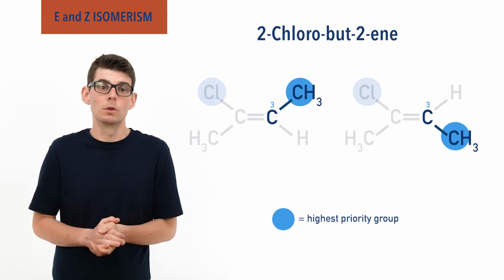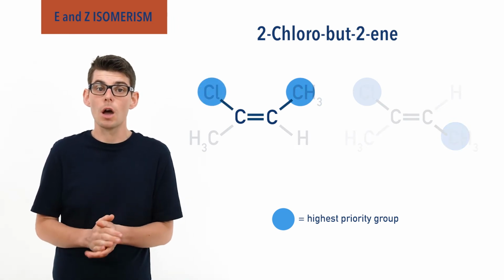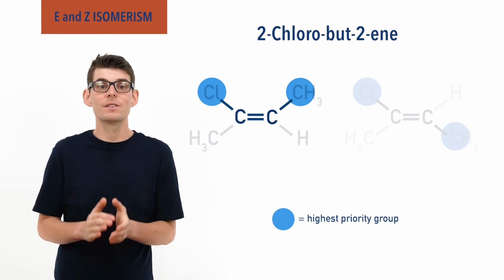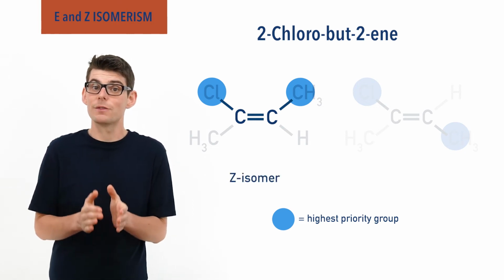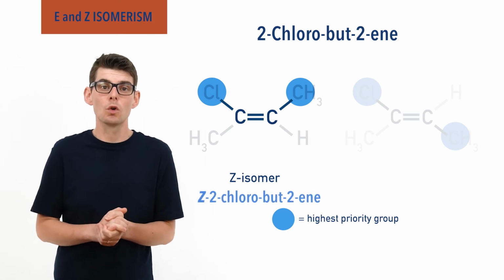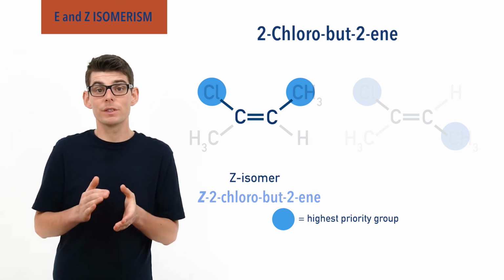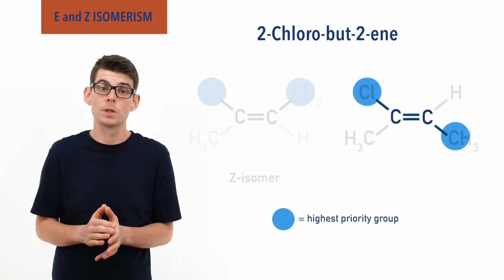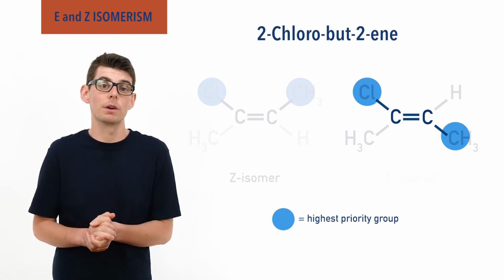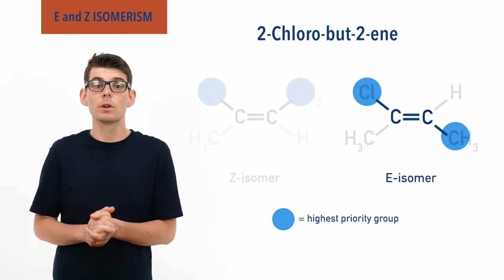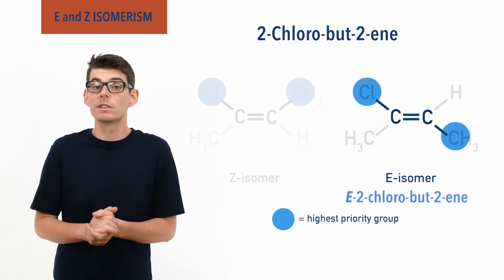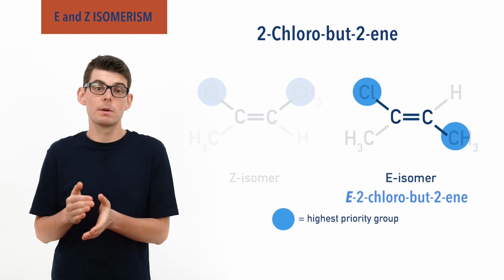In the first molecule, the highest priority groups on each carbon are on the same side of the double bond. This means this configuration is the Z isomer. Remember, Z for same side. The full name of this molecule is Z-2-chloro-but-2-ene. In the second molecule, the highest priority groups on each carbon are on opposite sides of the double bond. This means an E configuration isomer. The full name of this molecule is E-2-chloro-but-2-ene.